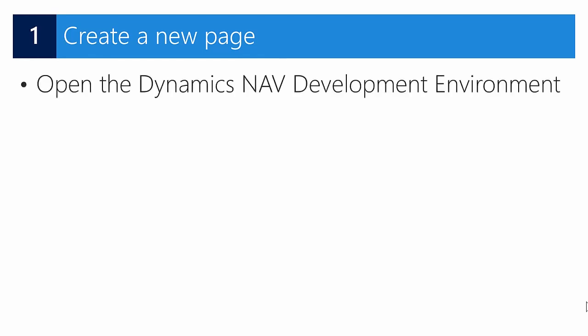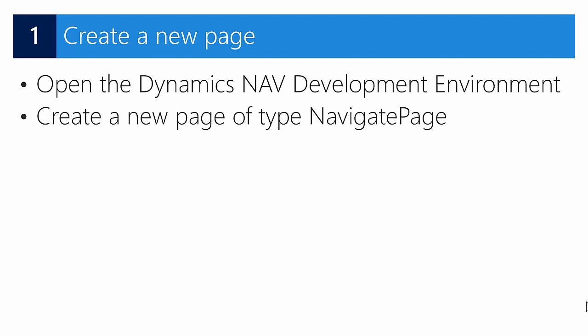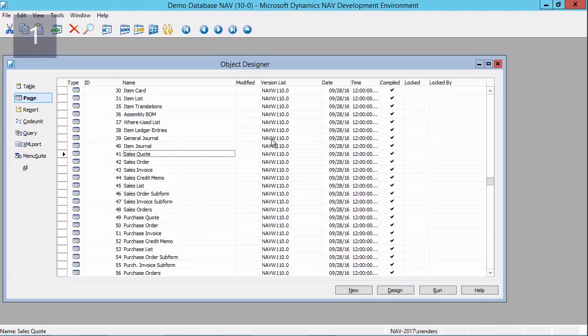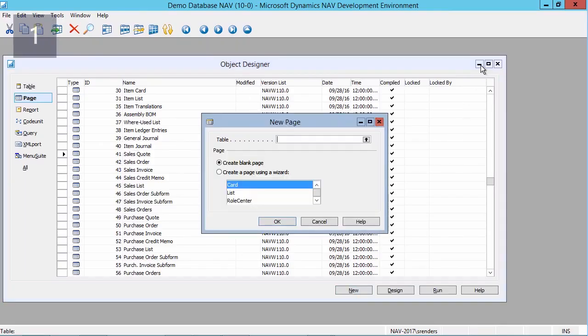In this first step, we will create a page that will host the wizard. We'll do that using our development environment, and in the development environment, we will create a new page of type navigation page. Let's see how that works. In my development environment, I create a new page.